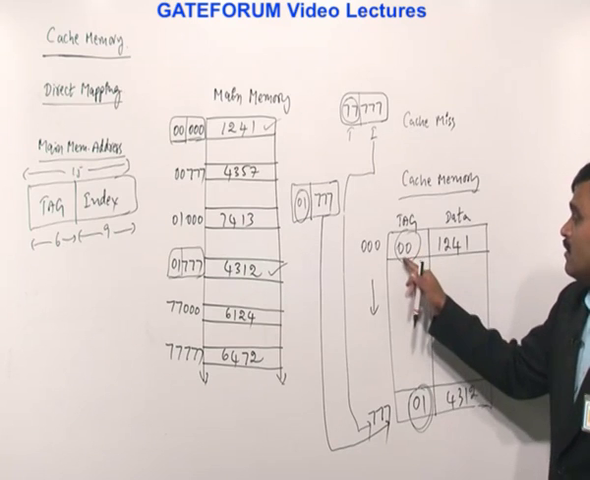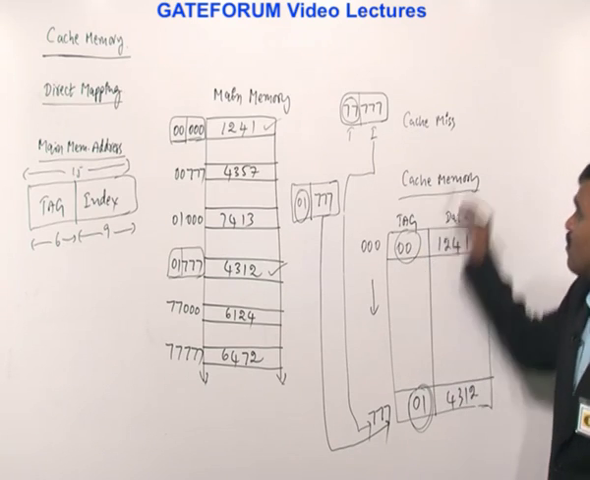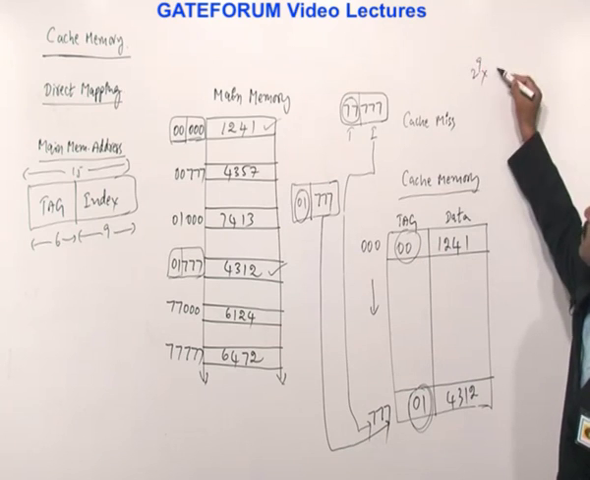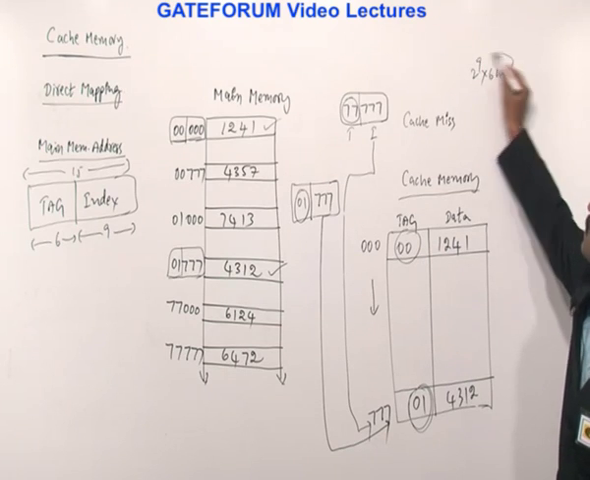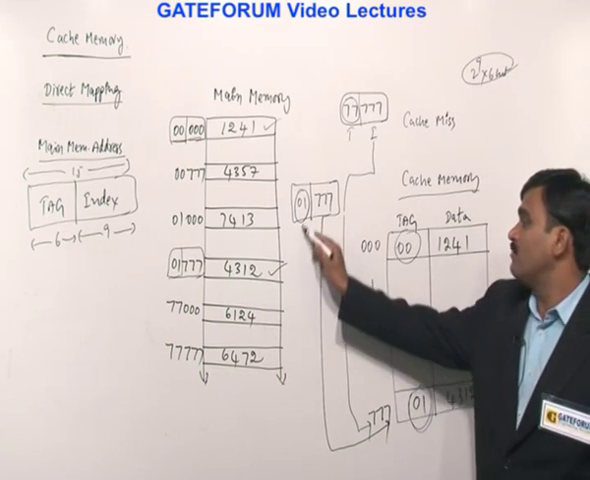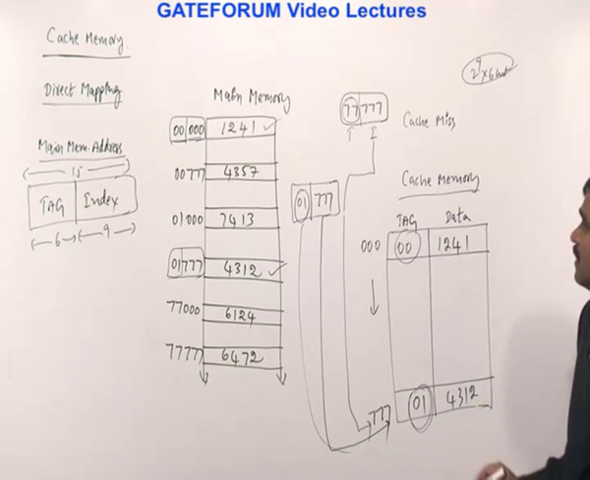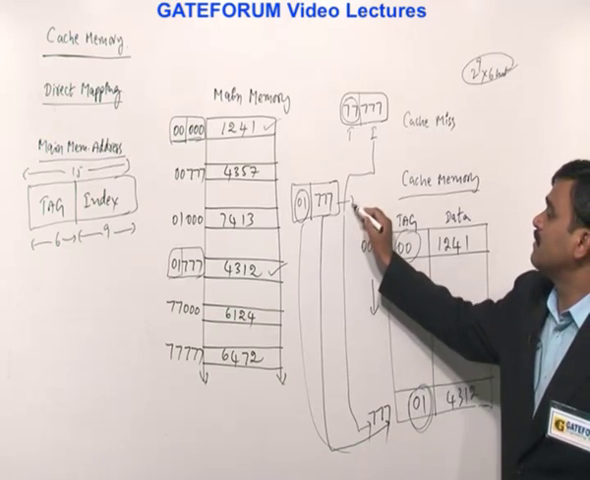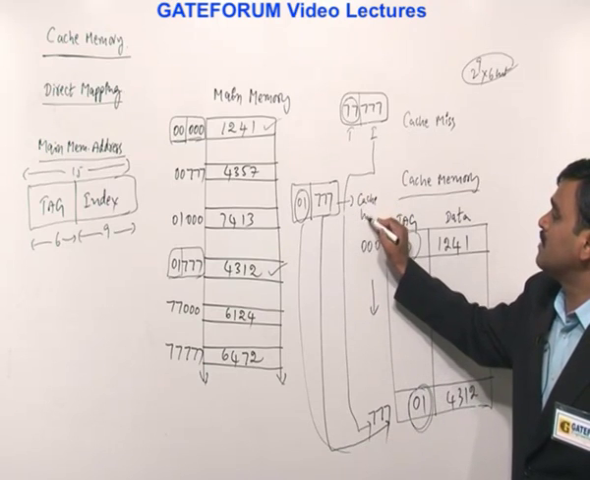For each location, 6 bits of extra memory, and there are 2 power 9 locations. Each location has 6 bits, so 2 power 9 into 6 bits of extra memory is required. Now this 01 will be matched. That is nothing but a cache hit.